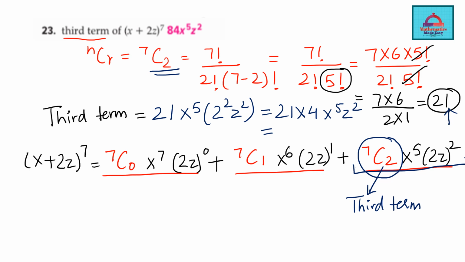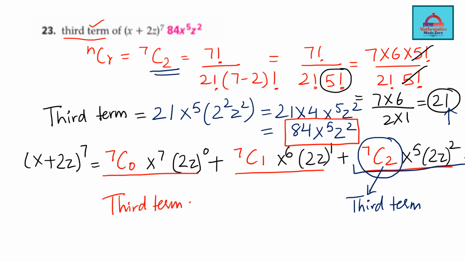The final answer here, for the third term, is 84 x to the power 5 z to the power 2. Your answer for this question, it was asked for the third term, so the final answer: the third term of the binomial expansion (x + 2z) to the power 7 is going to be 84 x to the power 5 z to the power 2. So I hope you've understood how we get the indicated term of the expression using binomial theorem and combination formula.